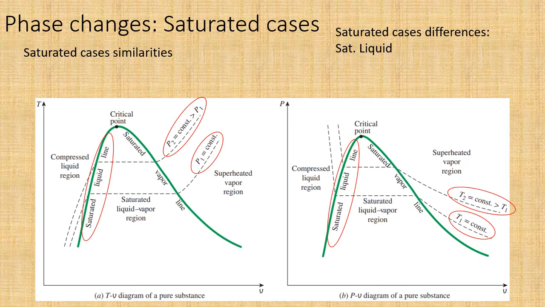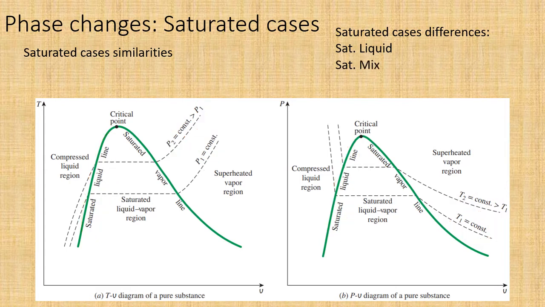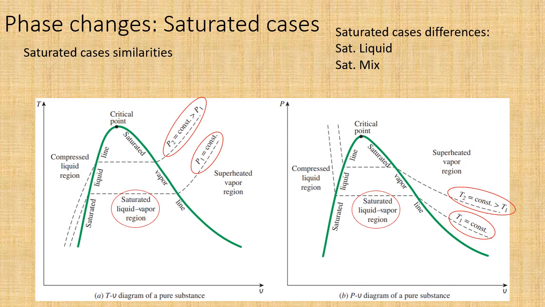The third case is the saturated liquid-vapor mixture case, or saturated mixture case for short. This occurs for a constant pressure or temperature in the saturated mixture region, which is the region between the saturated liquid line and the saturated vapor line.